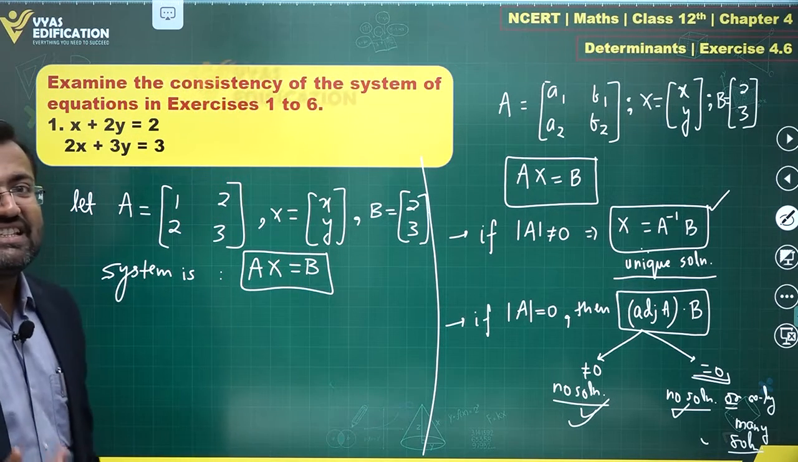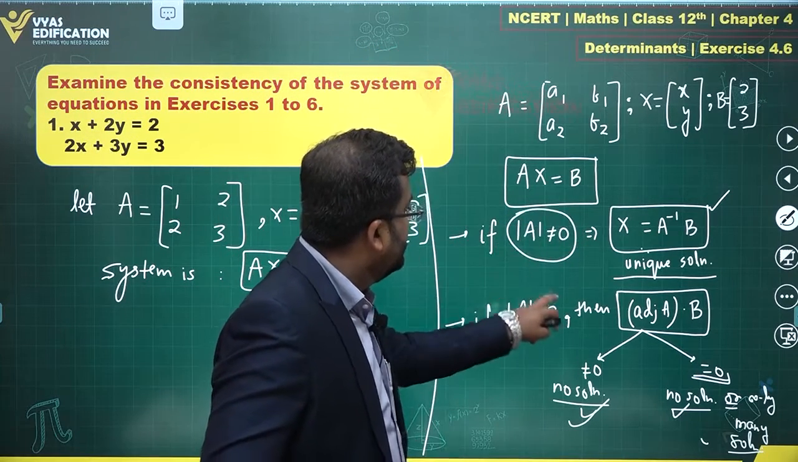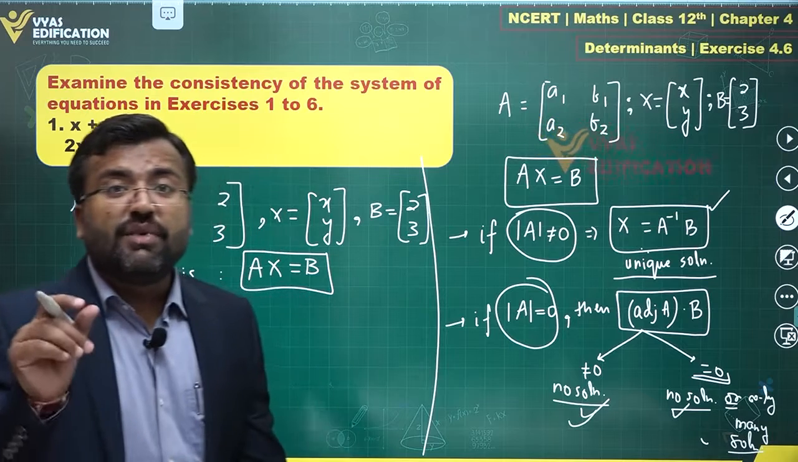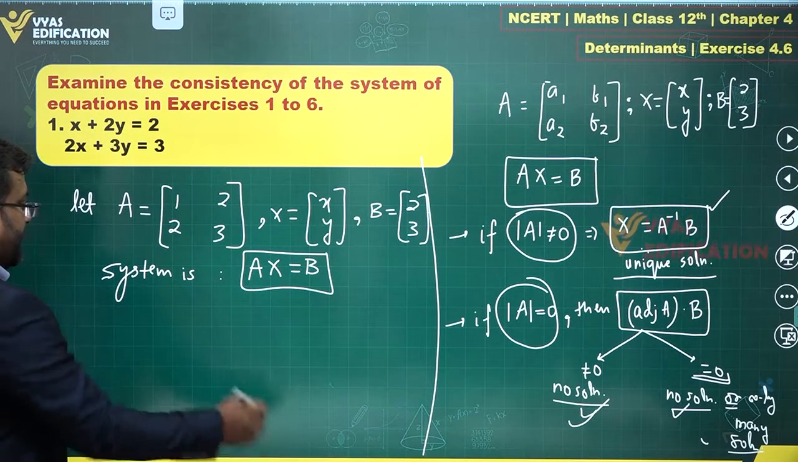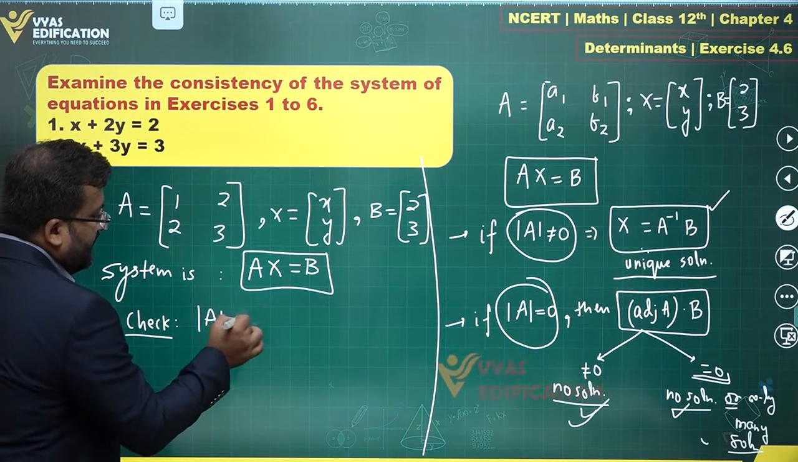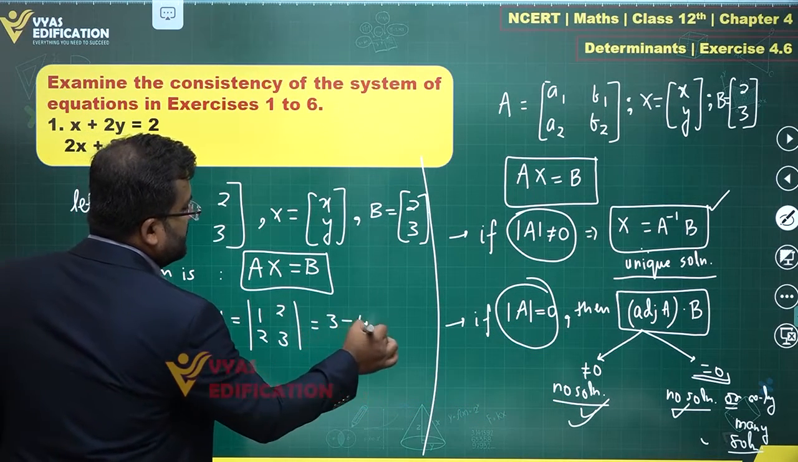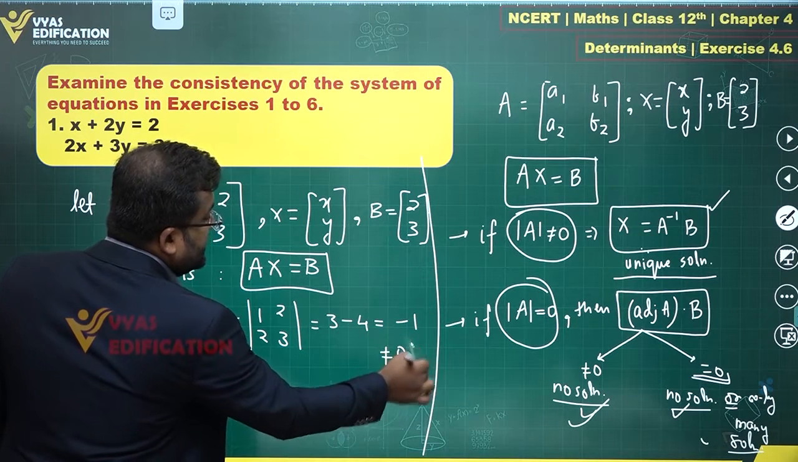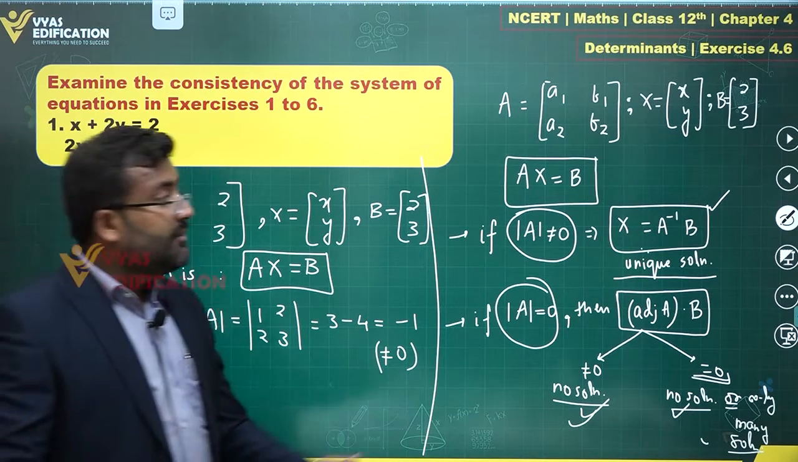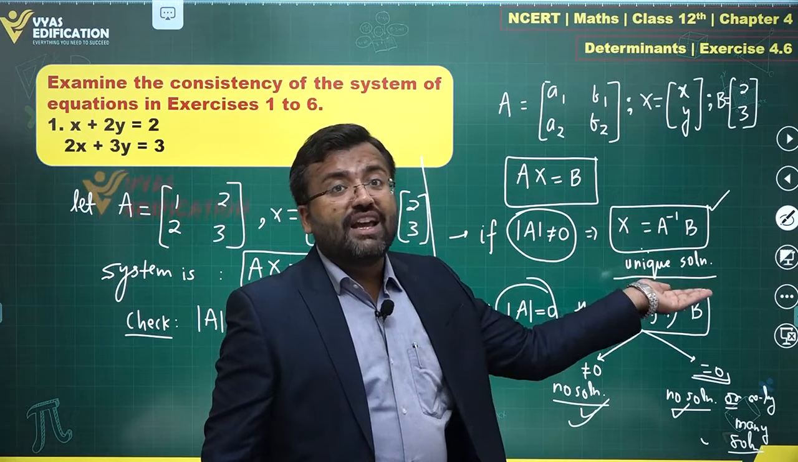And for checking the consistency, we are supposed to begin with the value of determinant of A. Check determinant of A. Determinant of A is equal to |1, 2; 2, 3|, and this is equal to 3 minus 4, which is minus 1. You can see this is non-zero. If determinant of A is non-zero, then X equals A inverse B. That is, you get a unique solution.